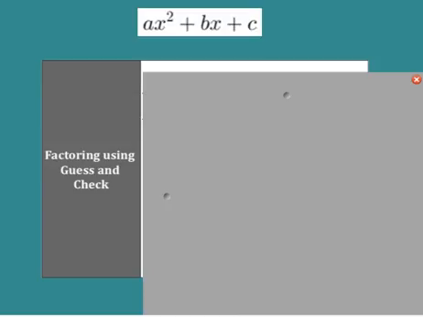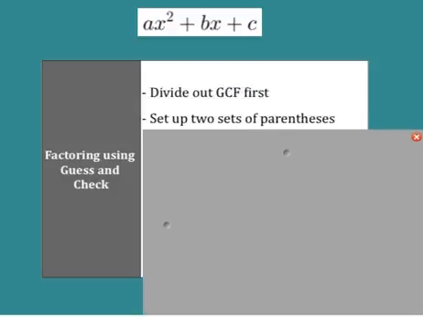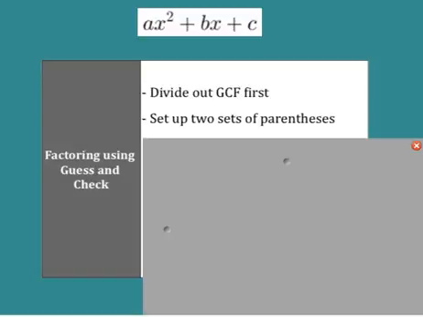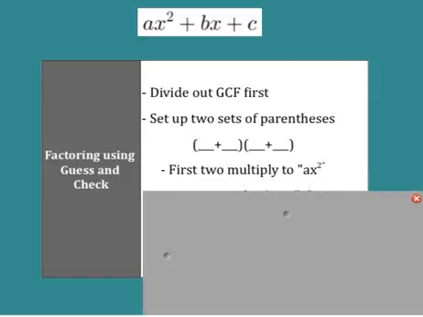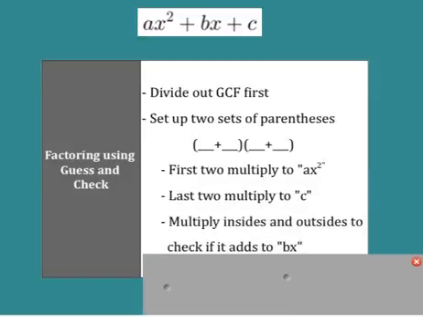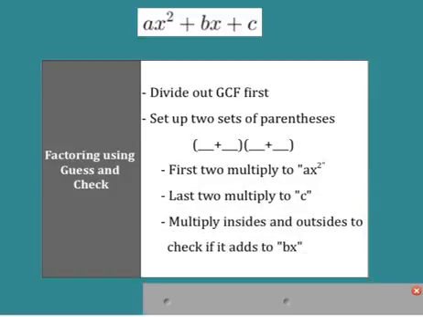So, ax squared plus bx plus c is a trinomial. We're going to do the guess and check method today. So you're going to divide out the GCF if you find one, set up two sets of parentheses, something like that. That looks like our grouping. First two multiply to ax squared, last two multiply to c, multiply inside and outsides, check if it adds to bx.